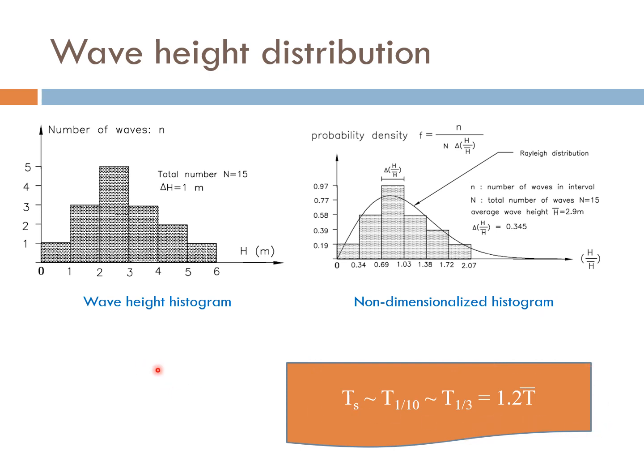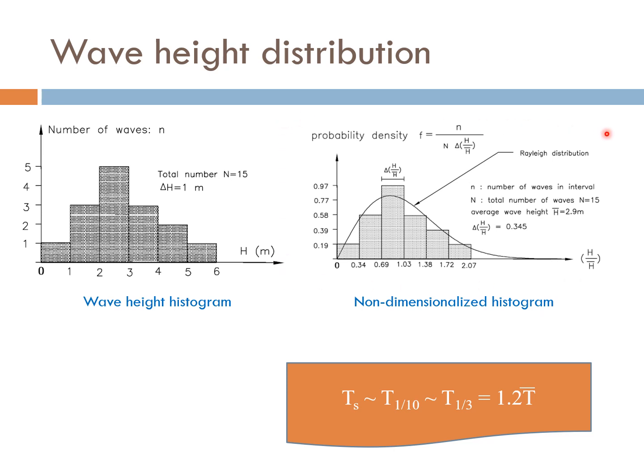Both the wave height and the wave period, as mentioned, are analyzed in the same way. We have looked at this histogram just now in our example. So if we have a histogram of the wave height like this, whereby the vertical axis is the numbers and the horizontal axis is the wave height, we can convert this data into a probability plot, whereby the vertical axis is the probability density and the horizontal axis is the ratio of the wave height compared to the average wave height. And this is what we are going to do next.